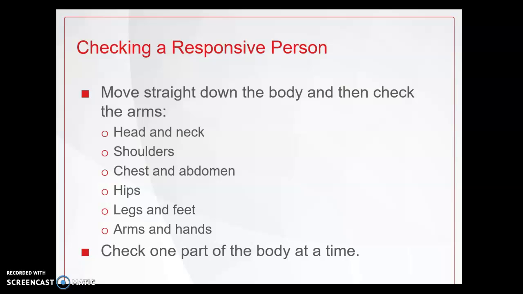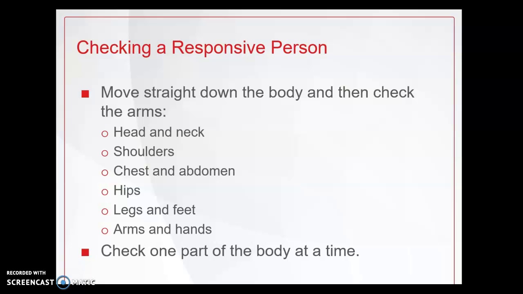Then we're going to go into our head to toe check, which is done in a systematic way, one part of the body at a time, moving straight down the body from head to toe, and then checking the arms: head and neck, shoulders, chest, abdomen, hips, legs, and feet, arms, and hands.